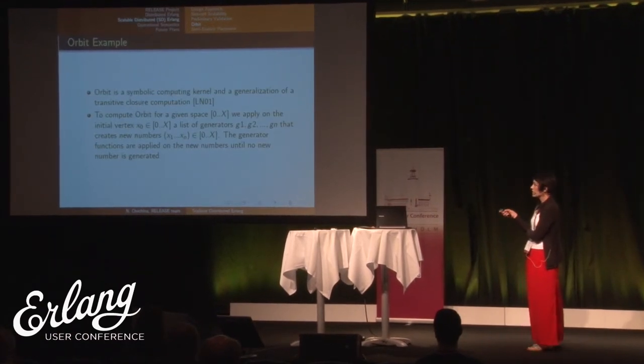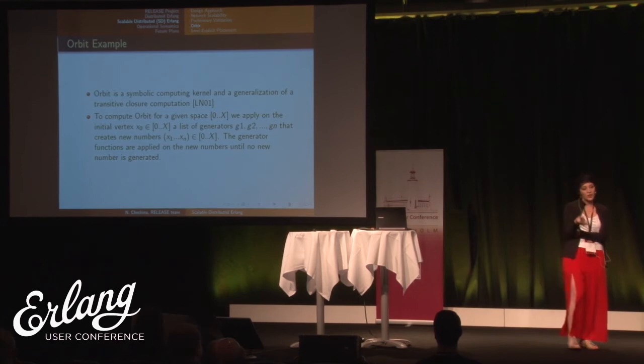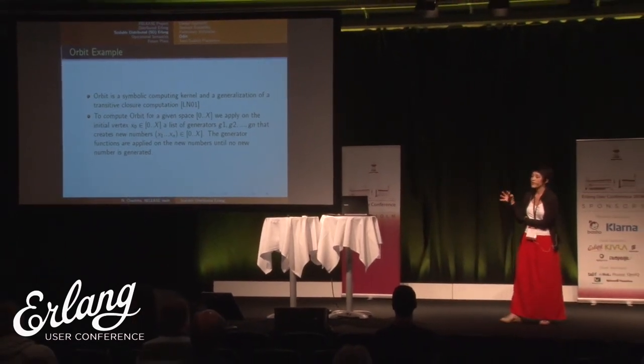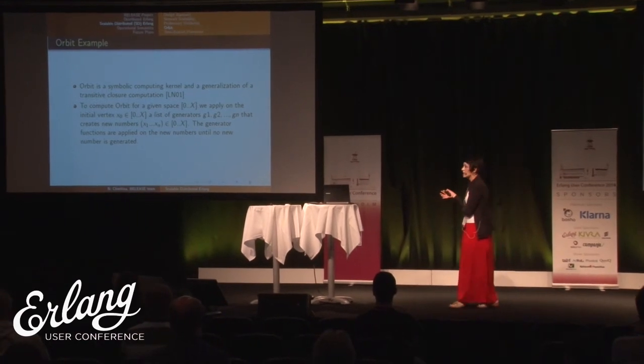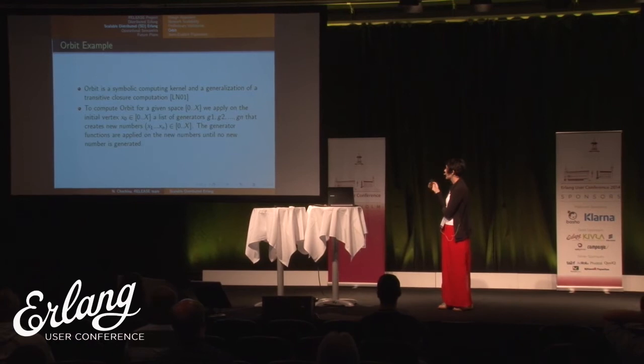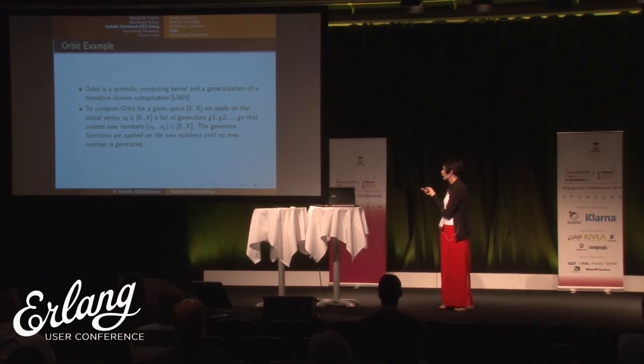And just to show you how we can structure those groups, how we can use those groups, I'll go through an example. This is an orbit example. So it's a symbolic computing kernel. So it's a generalization of transitive closure computation.